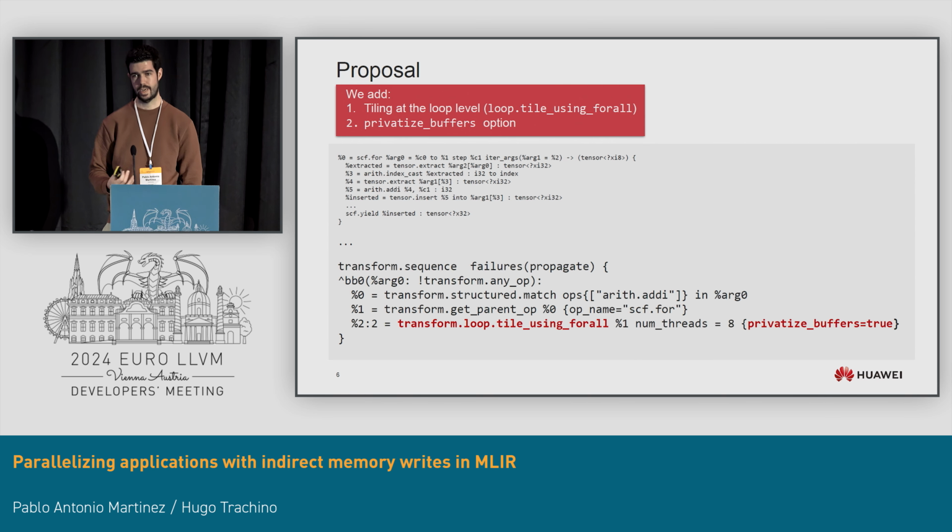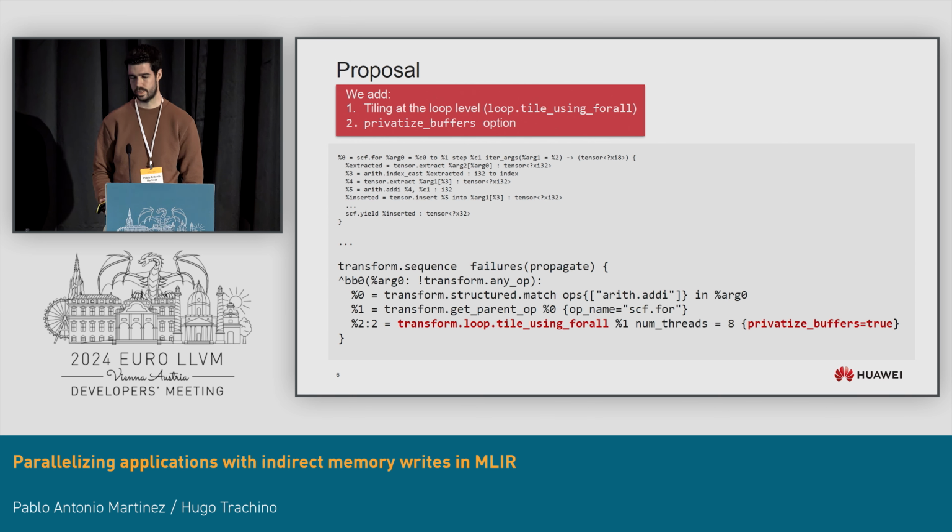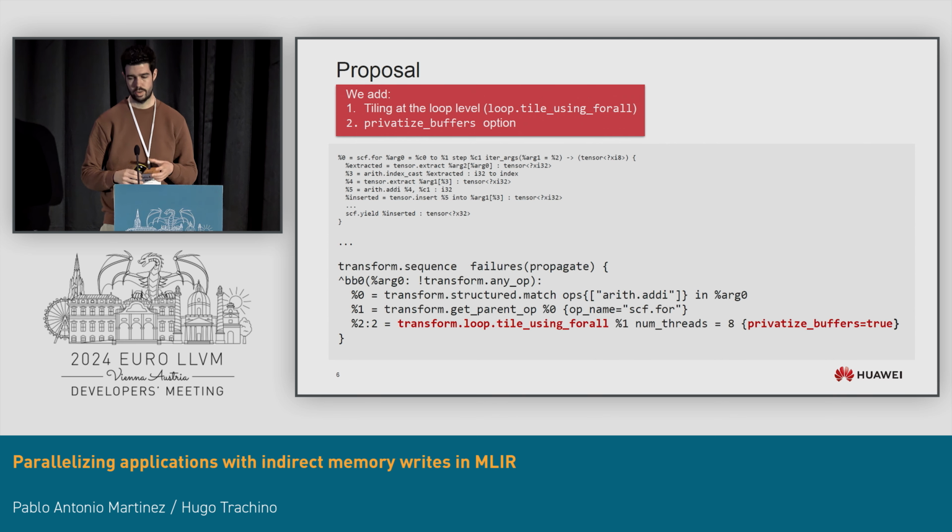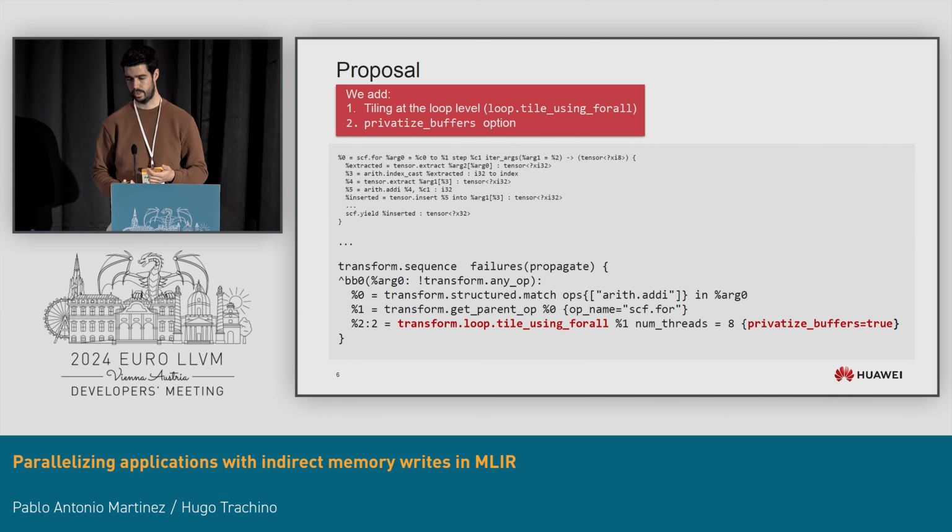So our proposal to parallelize this application automatically is to first add a tiling operation at the loop level, because currently we can tile at the linalg generic level, but not at the loop level. So we introduce loop tile using forall. And then we use a new option, which is called privatized buffers, which is able to translate this into MLIR so that many threads can access the computation and make it work properly.